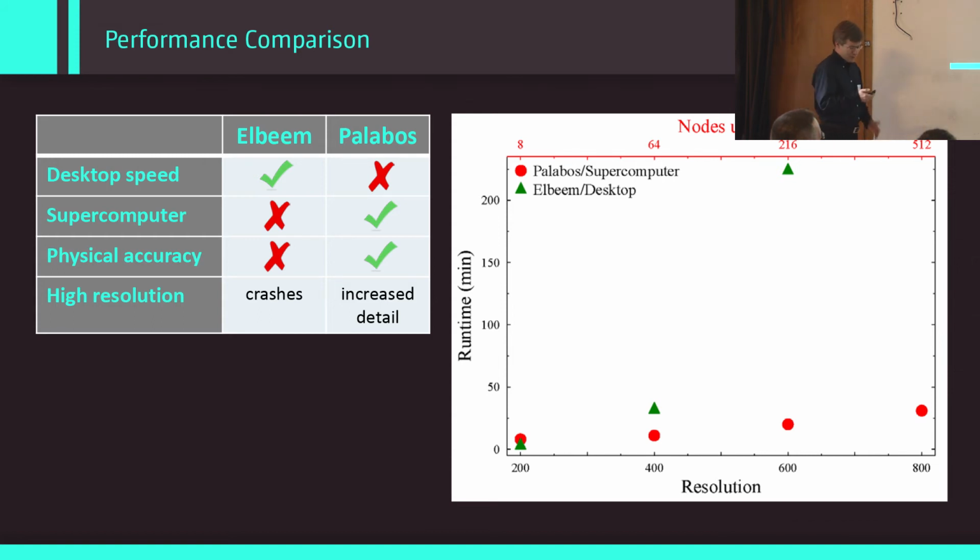Other advantages that Palabos has, physical accuracy. Actually, Palabos was made as an engineering tool by some folks in Lausanne, Switzerland, and it's being used as such in many industrial applications. So it's actually very physically accurate. What this means is that if we render the results, it looks really realistic.